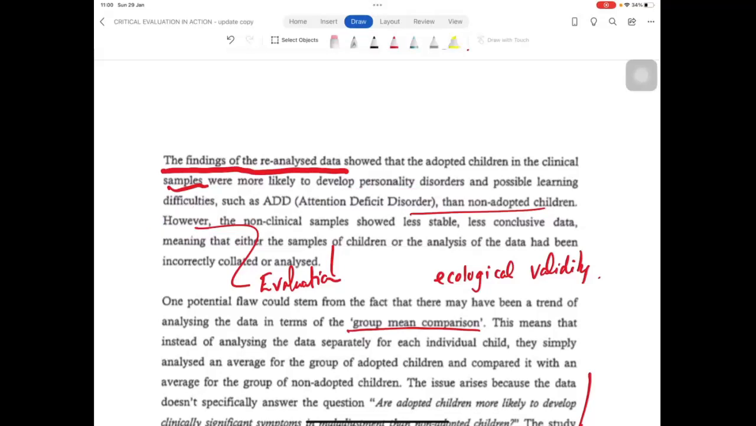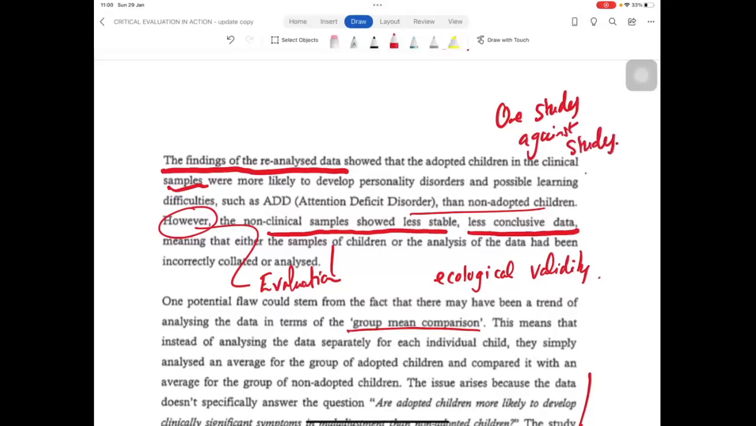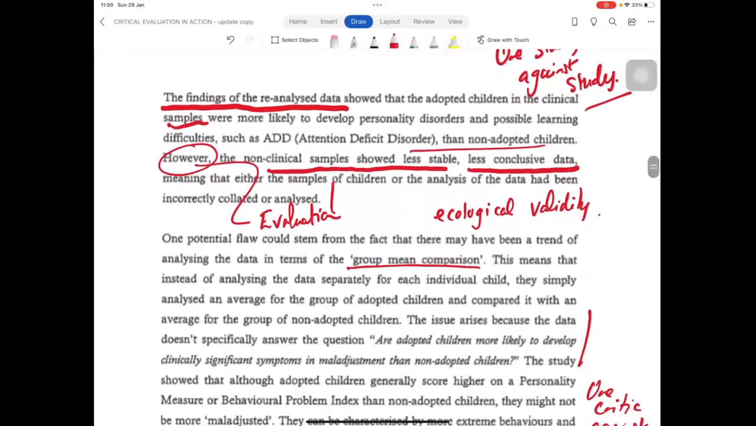But this is good. However, he shows us here, the non-clinical sample showed less stable, less conclusive data. Now, this is fantastic in terms of using one study against another study. And this shows that these studies can be interrogated and questioned. This is an excellent example of critical evaluation in action. So the non-clinical sample shows that they're less stable, less conclusive.